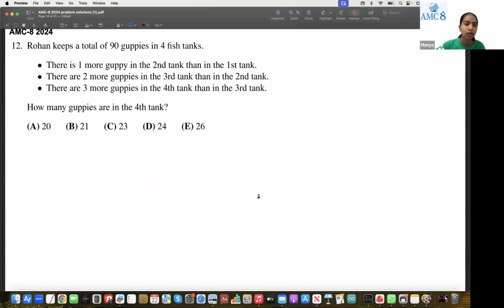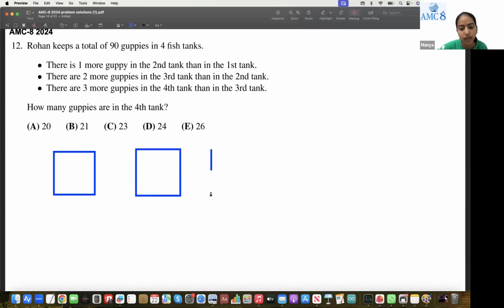Problem number 12. Rohan keeps a total of 90 guppies in 4 fish tanks. There's one more guppy in the second tank than the first tank. So first let me draw the squares right here for the fish tanks. Okay, this is the first one. This can be the second one. This can be the third one, and this can be the fourth one. Something like this.